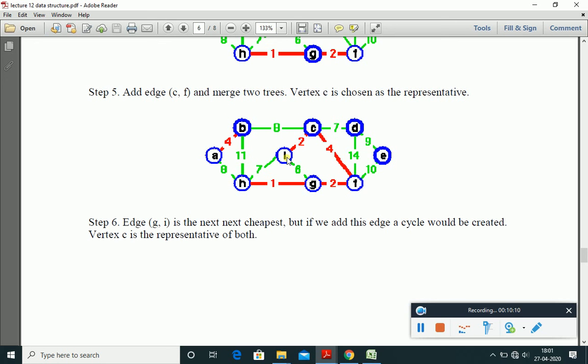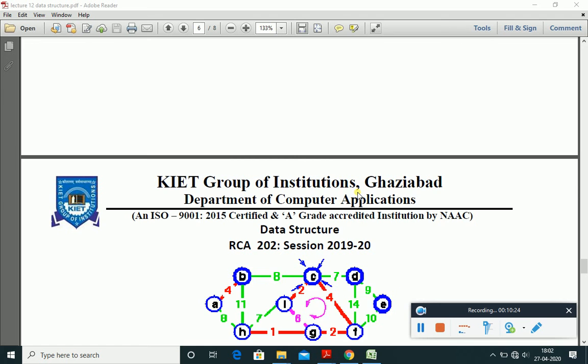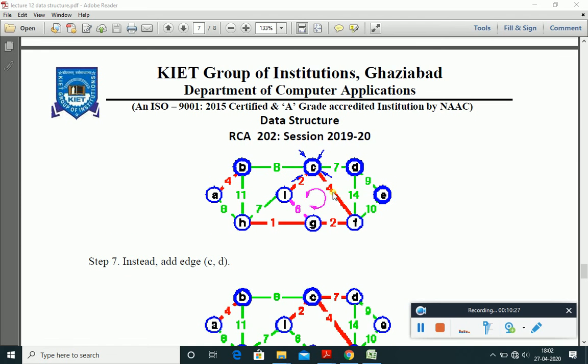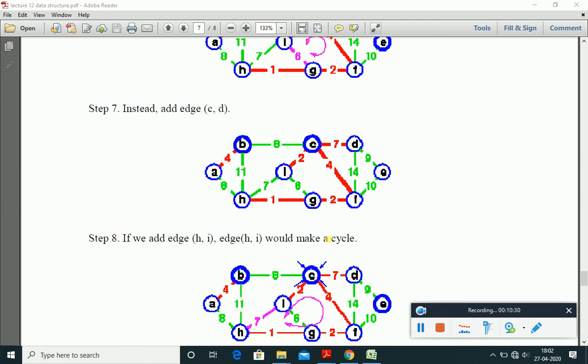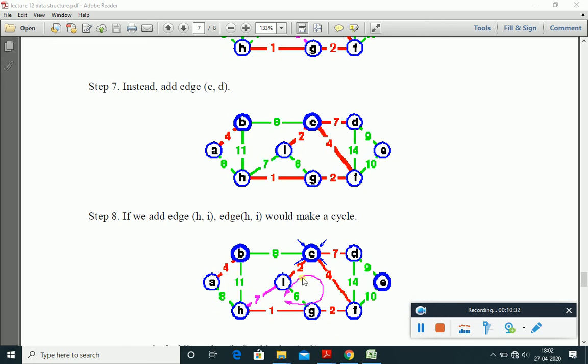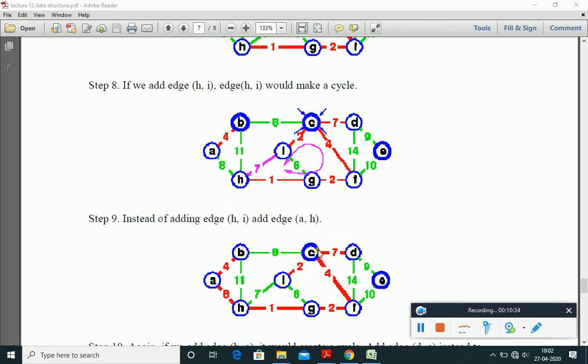Now find the edge which has the minimum weight: this 7 and this 7. We cannot select this HI, because if we select it, it will again make a cycle, but this CD we can select. So we are not selecting this 6, we are not selecting this 7, but we can select this CD. And after selecting this CD, we can select this AH, which has weight 8.